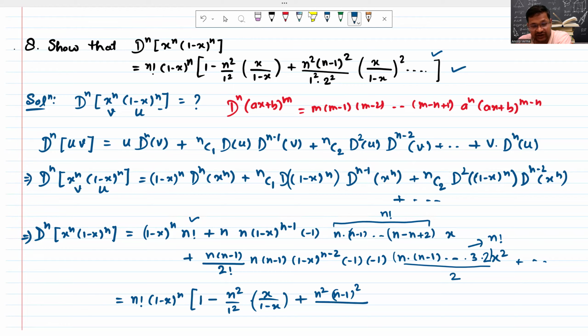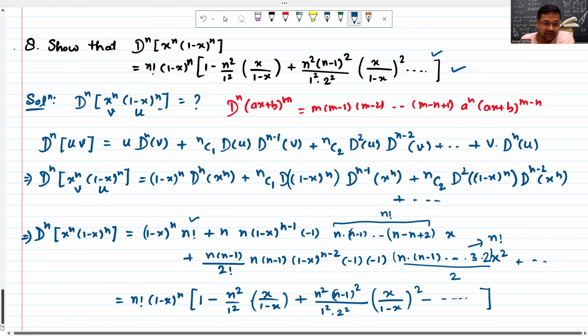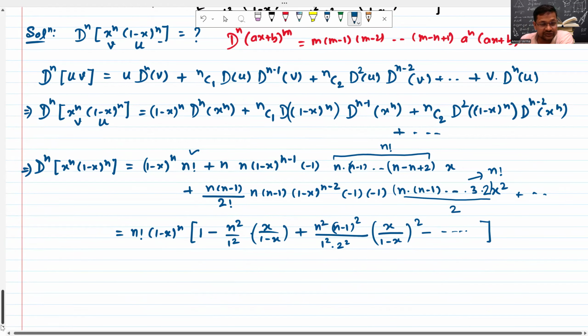And because factorial 2 is here and 2 is here, in factorial 2 you can write 1 into 2, and here is also 1 into 2, so you can write it as 1 square into 2 square, and you just took out (1 minus x) power n, so here remaining is 1 upon (1 minus x) whole square, and x square is remaining, so you can write x upon (1 minus x) whole square. So in this way you can get the nth order derivative of this function.